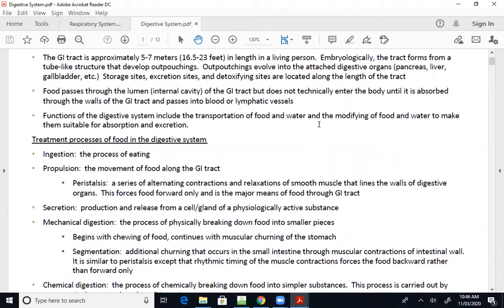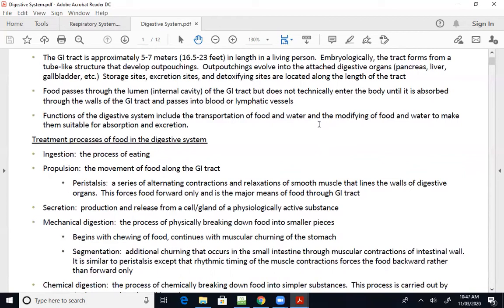Embryologically, our tract forms from a tube-like structure, which then develops outpouchings, which are the things that evolve into our digestive organs of the pancreas, liver, and gallbladder. There are storage, excretion, and detoxifying sites located along the length of the tract.